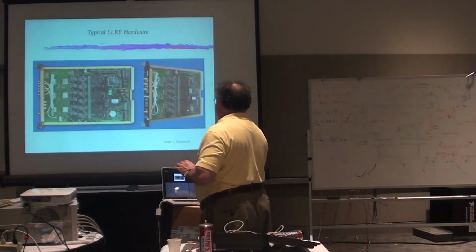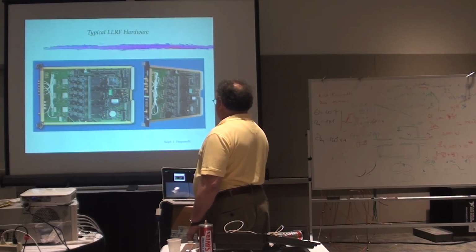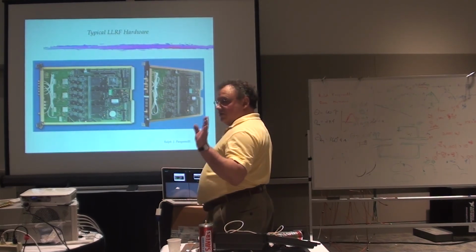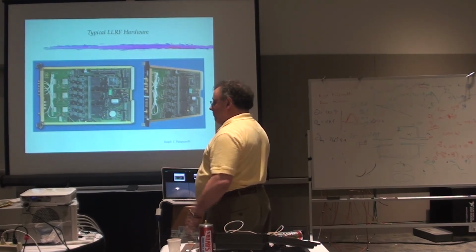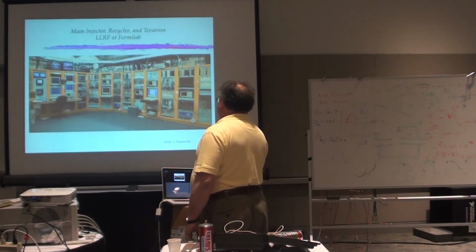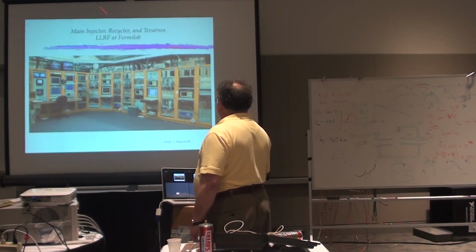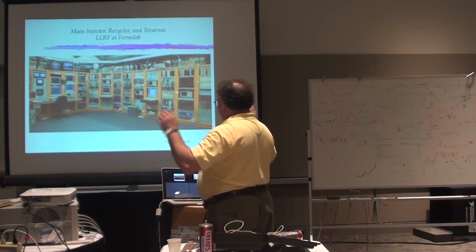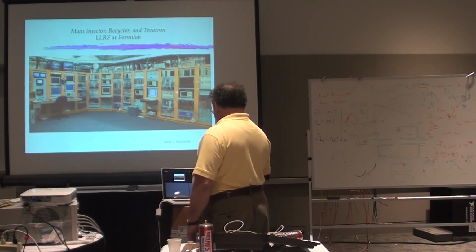And you know, low-level RF systems have lots of digital stuff in them these days, but it's only because of digital stuff that you could do the feed forward and all this other really sneaky fun stuff. And here's the former control room at the Main Injector Tevatron. Most of the stuff in all these racks is lots of low-level RF hardware with signal generators, fan out to go into multiple cavities, feedback, feed forward, lots of stuff.